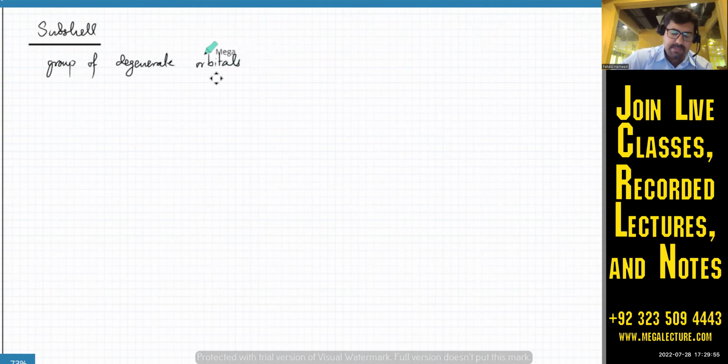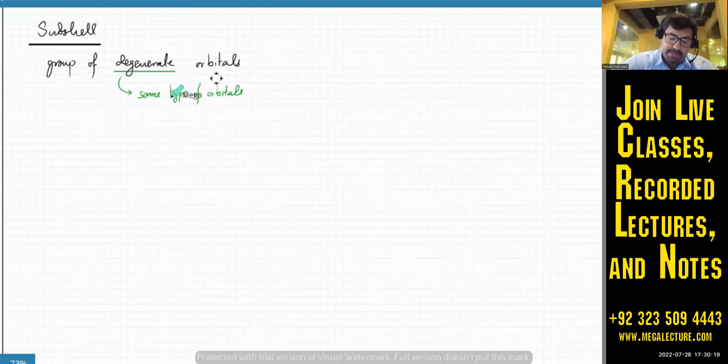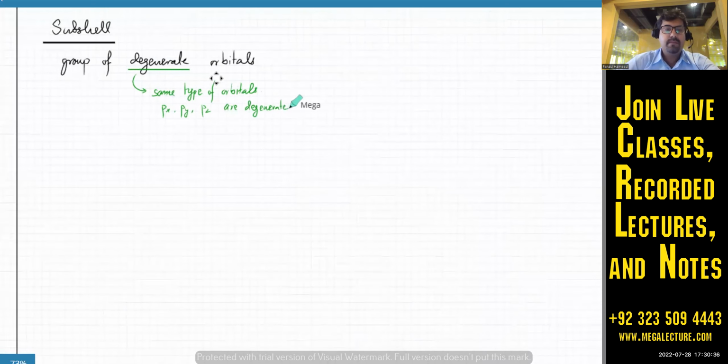And degenerate basically means same type. It's a word that's used to describe the same type of orbitals. So for example, PX, PY, PZ are actually the same type of orbitals. The direction is different, but they're kind of the same. Is that clear? Yes, sir.